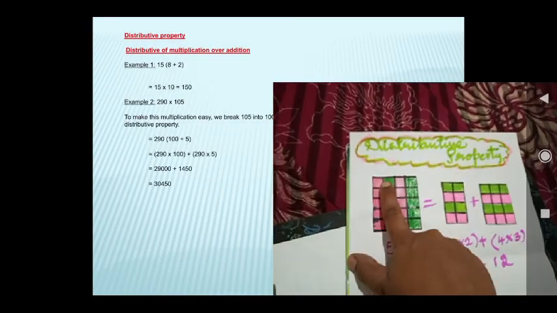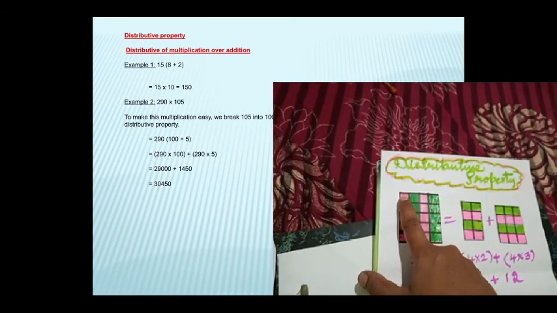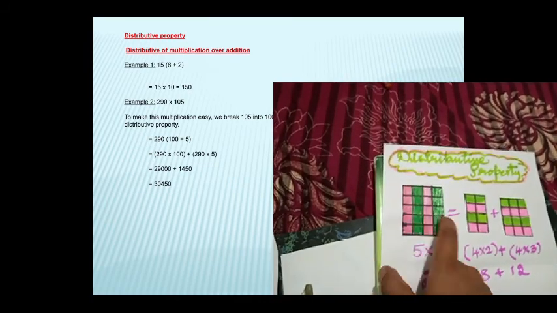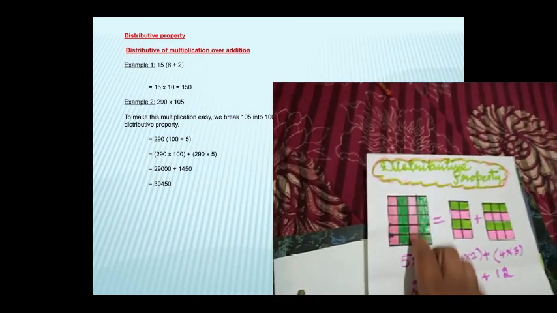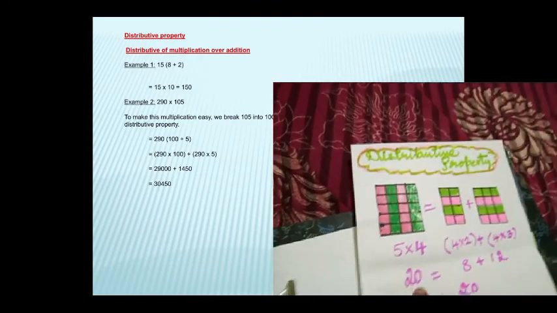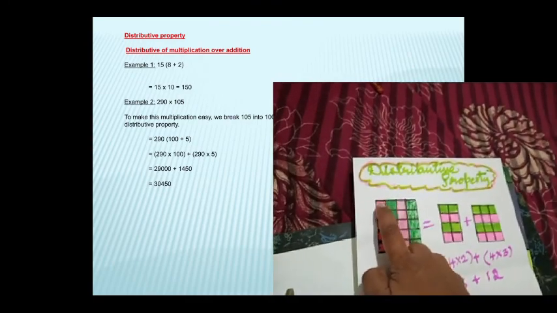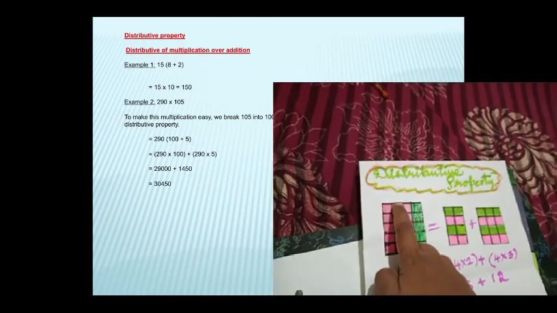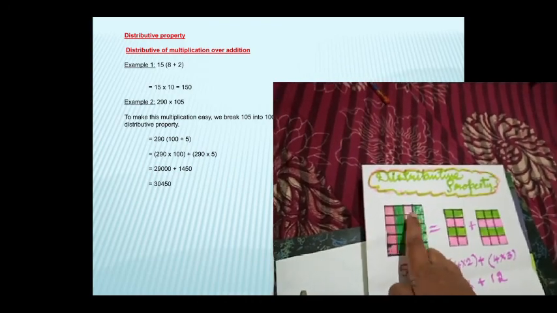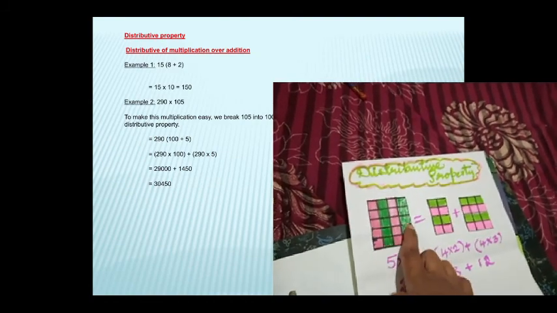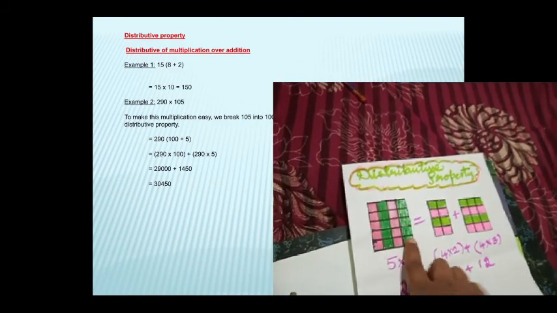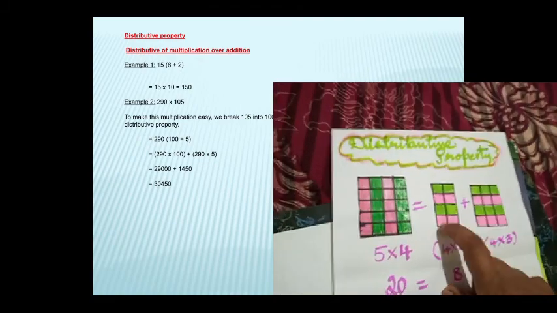Distributive property. See here. How many rows are there? 1, 2, 3, 4, 5 rows. How many columns are there? 1, 2, 3, 4 columns. So 5 4s are 20. See, 20 blocks are there. You can see 1, 2, 3, up to 20. 20 blocks.